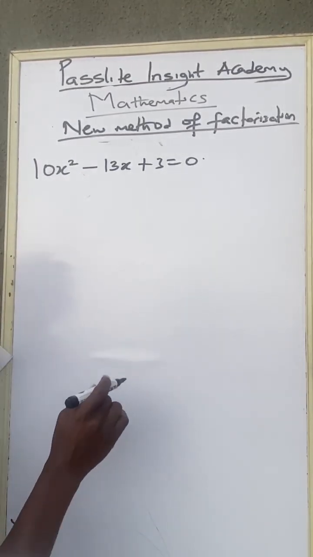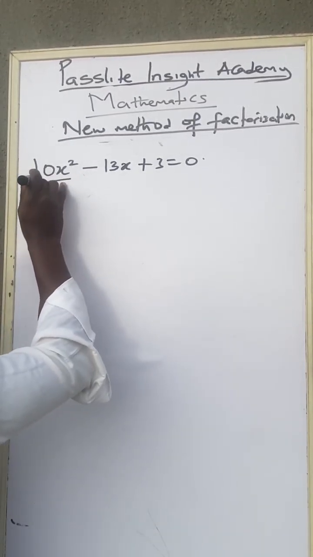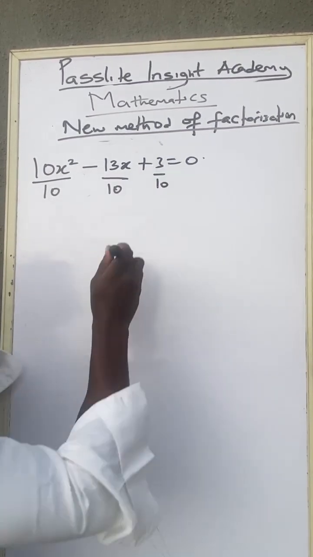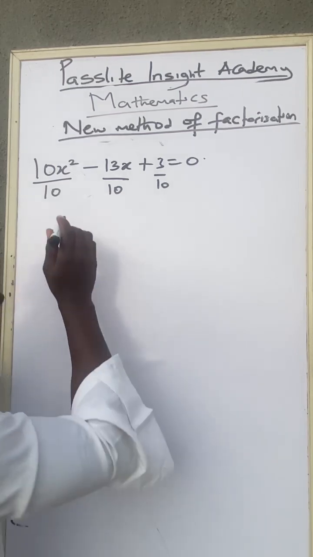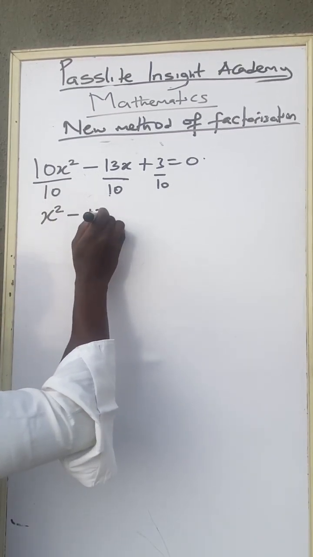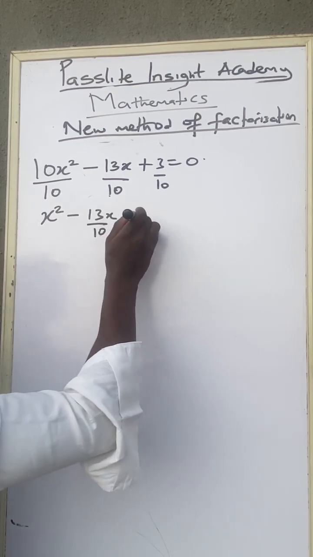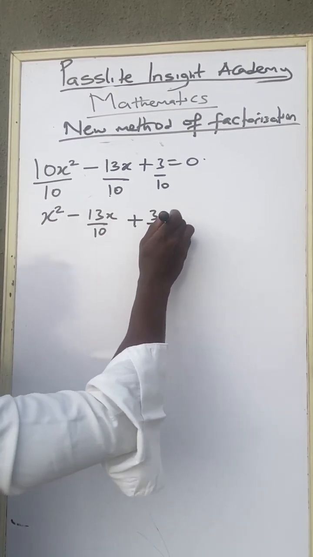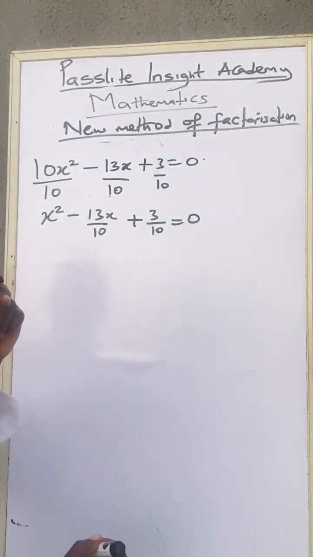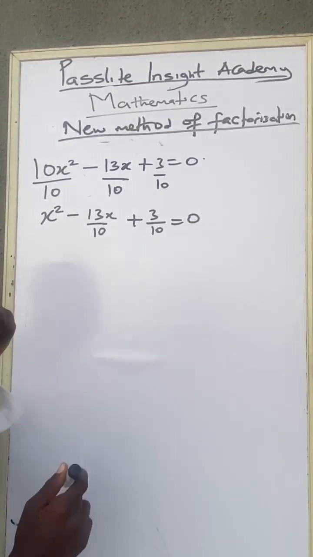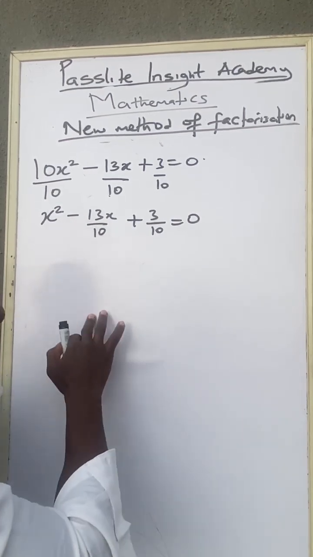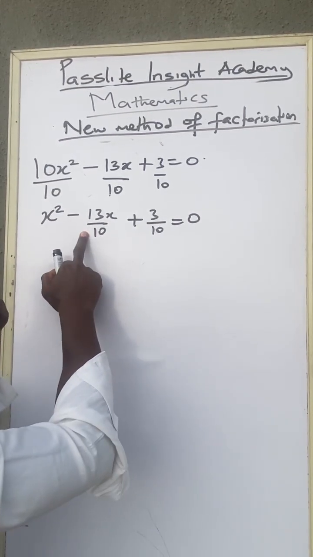The first thing to do, divide all of them by the coefficients, by 10, by 10, by 10. So when you divide, you are going to have s squared minus 13 over 10 s plus 3 over 10 is equal to 0. This is what you are going to have. Now that we've gotten that, we can use our rules. Our rule is divide by 2.